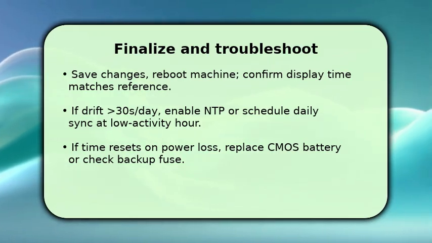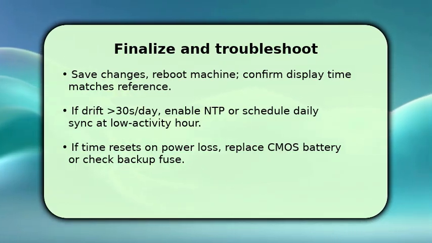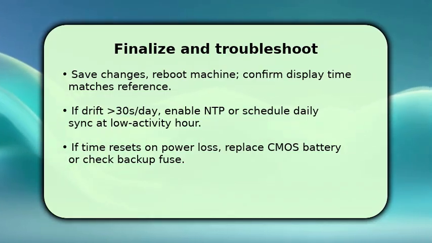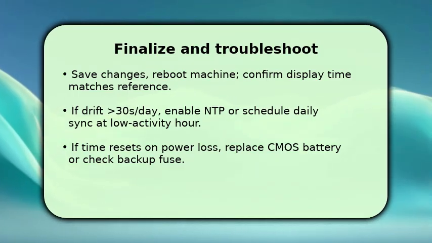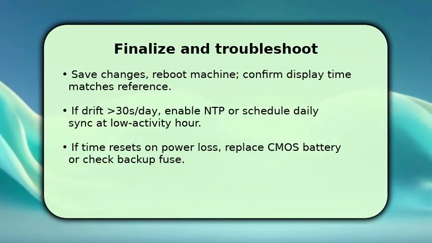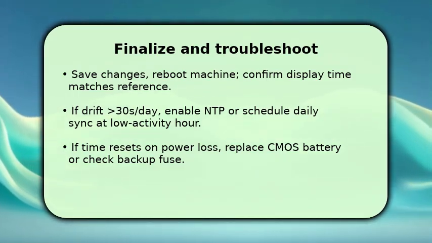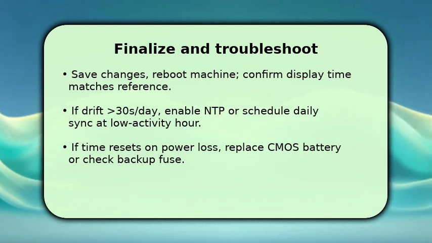If you see consistent drift greater than 30 seconds per day, enable NTP synchronization or schedule a daily sync during a low-activity window so processes and logs stay accurate. If the clock resets after power loss, replace the onboard CMOS battery or inspect the backup fuse. Those fixes stop time loss on shutdown.